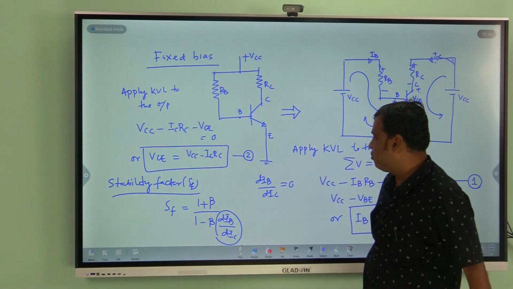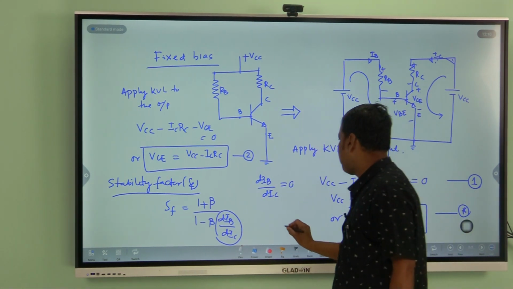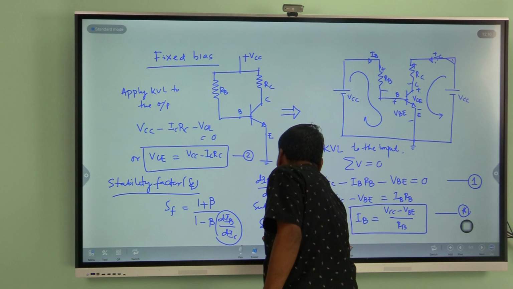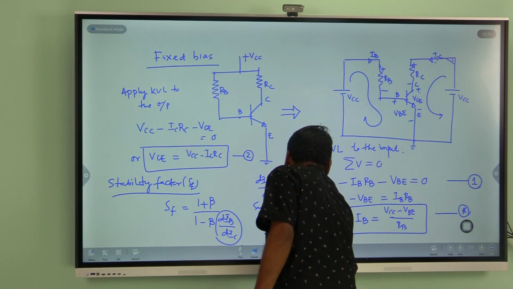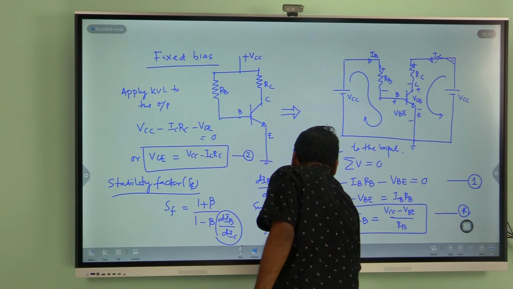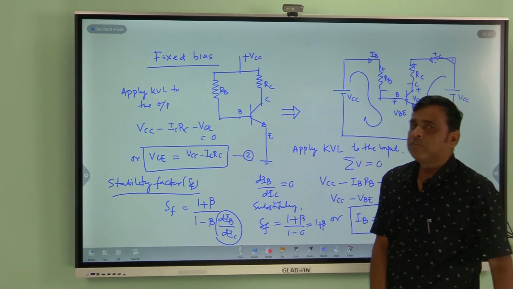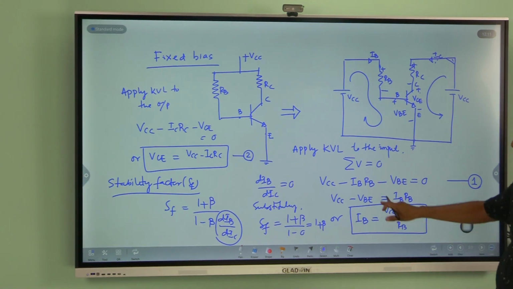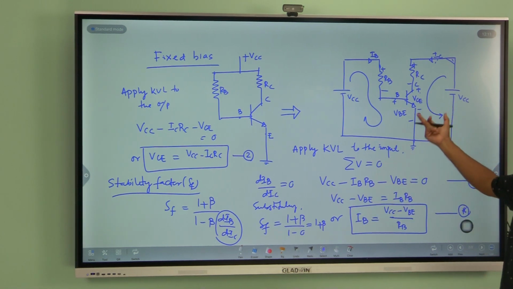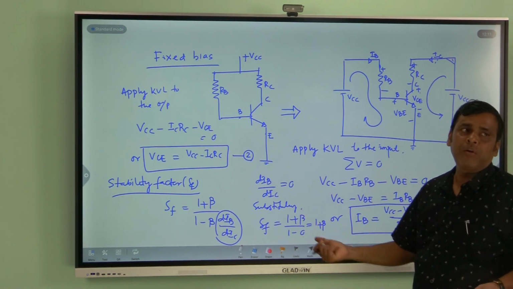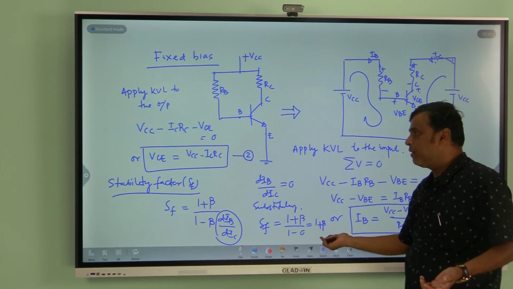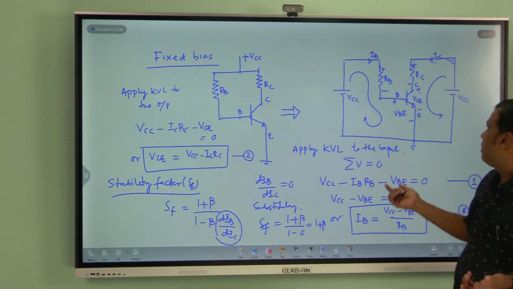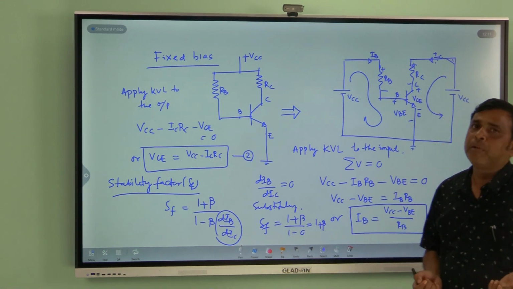If dIB by dIC equal to 0, what will be your stability factor? Substituting, SF value is how much? That is your 1 plus beta by 1 minus 0. So, ultimately this is your 1 plus beta. So, is stability improved or not? The stability is not improved in this biasing scheme, because the beta value is given, and if beta is 50 or 100, the stability factor will be 51 or 101 like this. The stability factor is not decreasing. If the stability factor decreases, the stability will be improved. So, that means this fixed biasing scheme is not suitable for biasing purpose. Thank you.